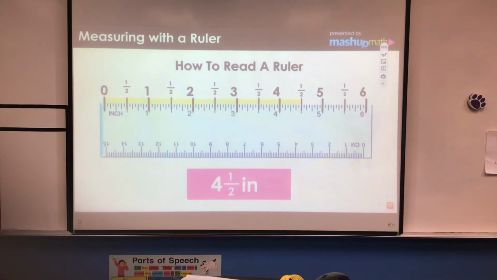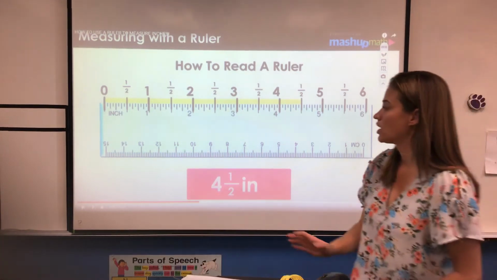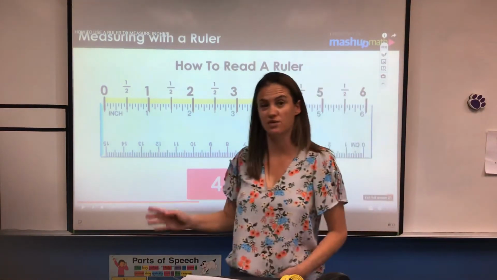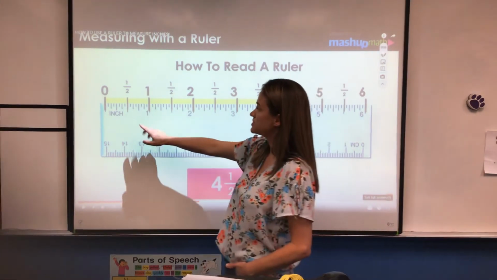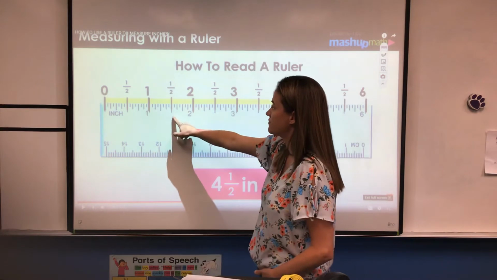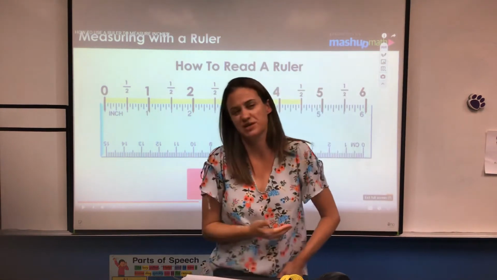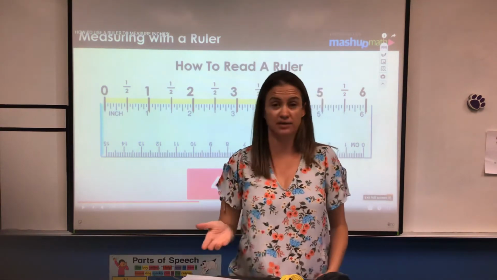Now, what if we push our measurement a little bit further? All right, we're going to go ahead and stop the video at this point. I want you to be able to see where the 1/2 inch marker is, where the 1-inch marker is, then you have another 1/2 to 2. The reason you do this is because things don't always measure exactly perfect.